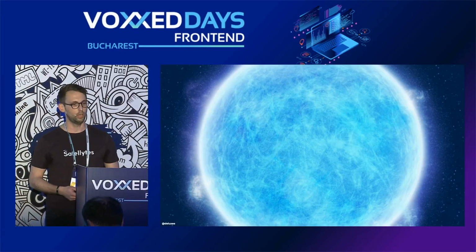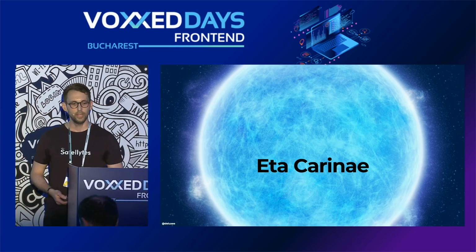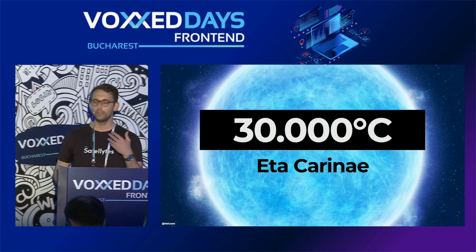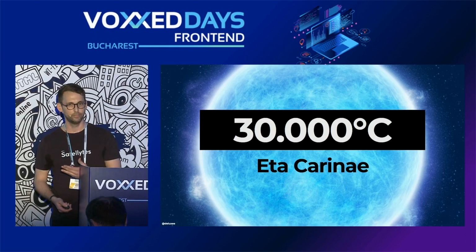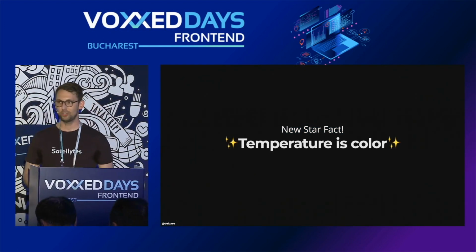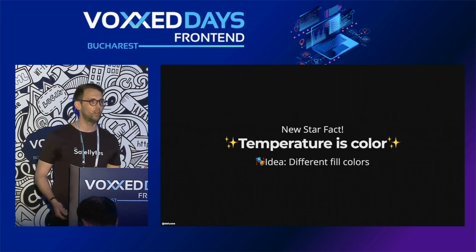So you could now think red means hot, but it's quite the opposite. Look at this blue star. It's called Eta Carinae, and its surface temperature is more than 30,000 degrees Celsius. So in reality, the really, really, really hot stars are blue and not red. So we have a new star fact. Temperature is color. And the idea is to create some circles with different colors.